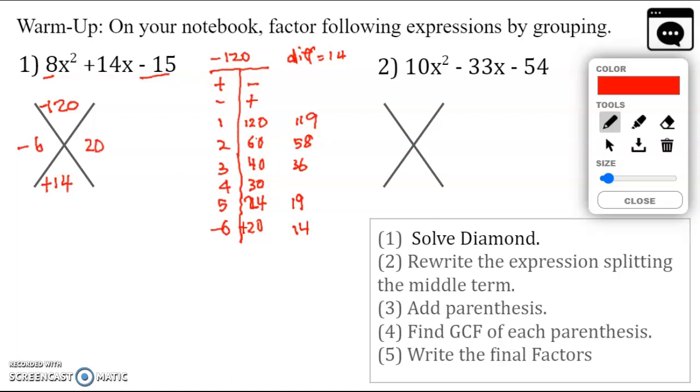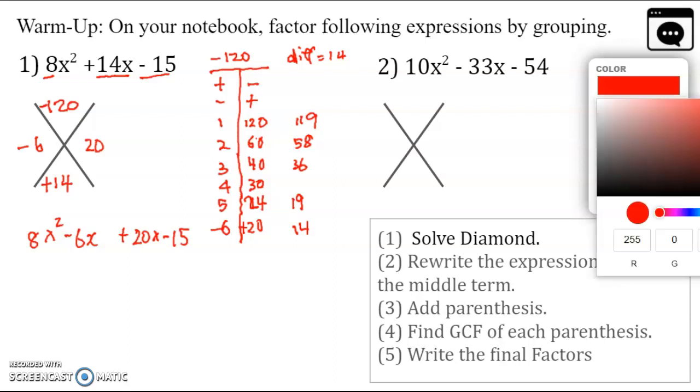Now I break the middle term, the 14x, as negative 6x and 20x. So I rewrite that: 8x squared, minus 6x, and then to that we are going to add 20x, and then finally minus 15 from the original expression. The only difference is that we split the 14x, the middle term, as negative 6x and plus 20x.